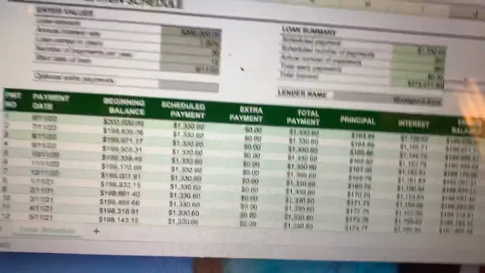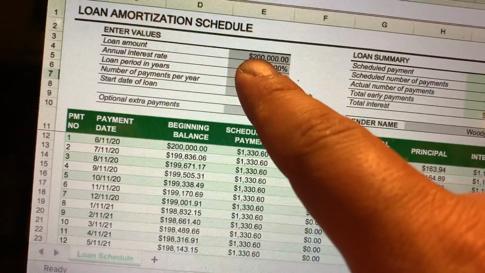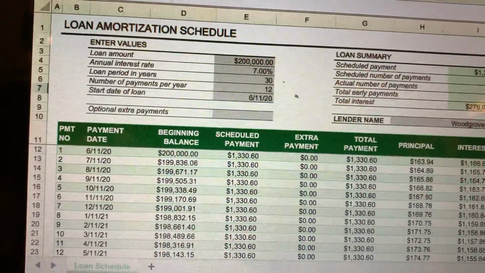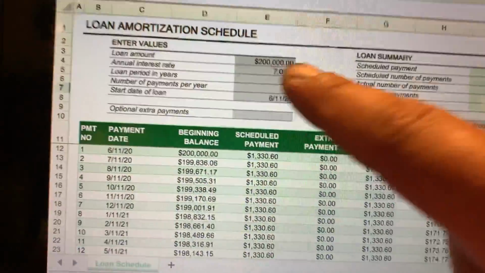So now if I look at this house, I'm going to be spending $279,000 in interest, and I bought the house for $200,000. So my total price for this house would be $479,017.80, adding those two up.